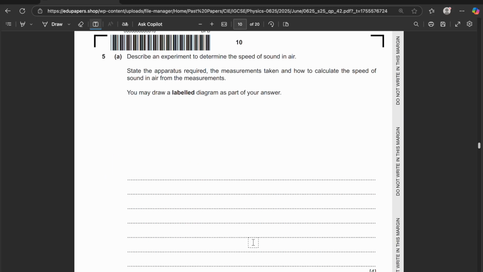5. Describe an experiment to determine the speed of sound in air. State the apparatus required, the measurements taken, how to calculate the speed of sound in air from the measurements. You may draw a labelled diagram as part of your answer. So let's picture things first, then write.